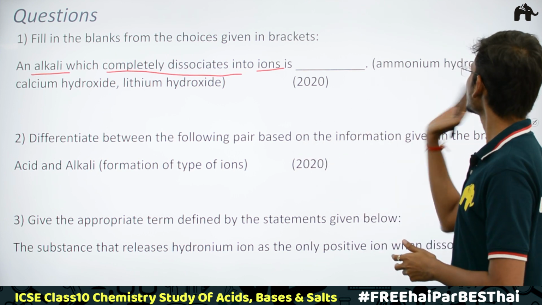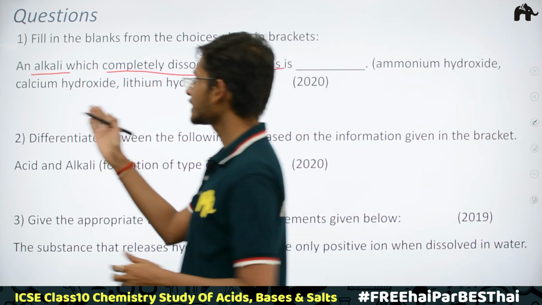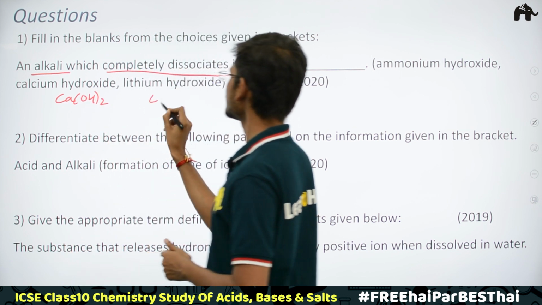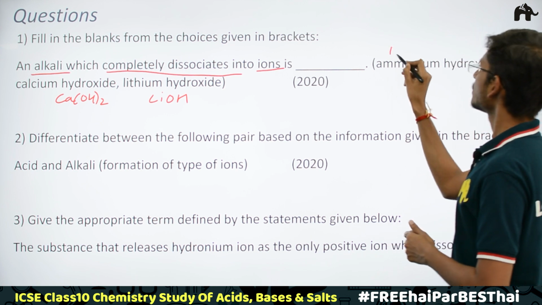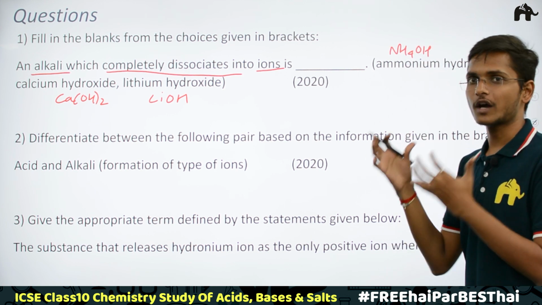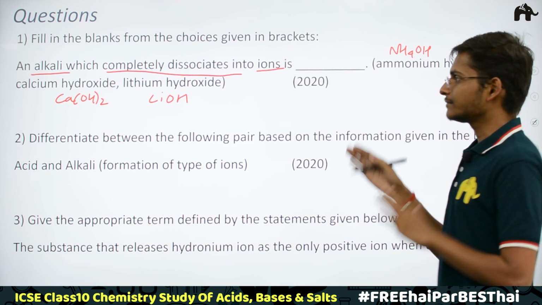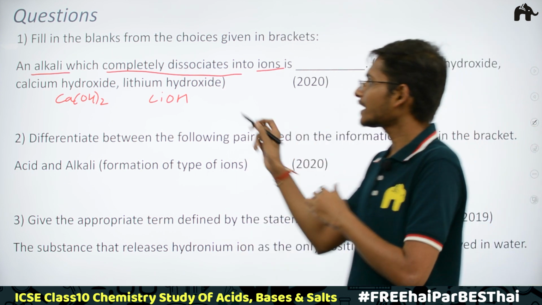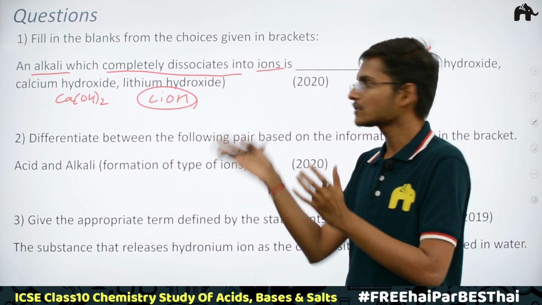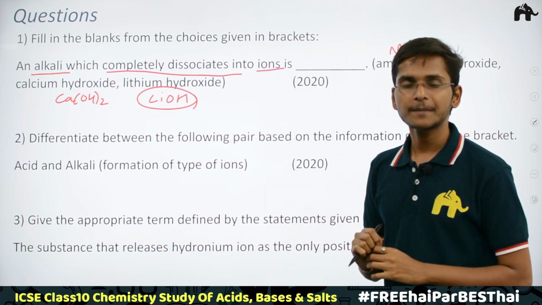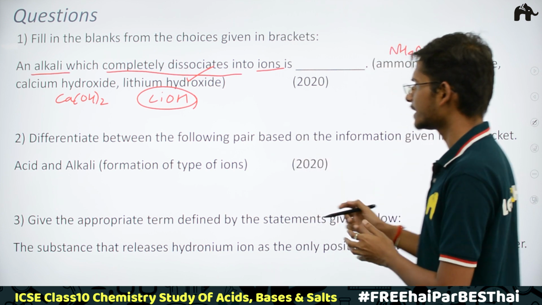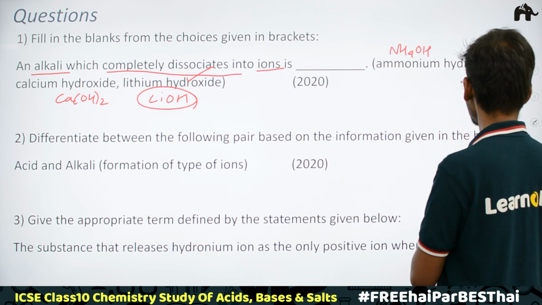Simply, so we know ammonium hydroxide, which means NH4OH, calcium hydroxide, which means Ca(OH)2, and lithium hydroxide, LiOH. Now you can pause the video here and think on your own which among them is a strong alkali. So I hope you would have the answer, and yes, we have already studied this. LiOH completely dissociates into its ions, so this is a strong alkali. LiOH.